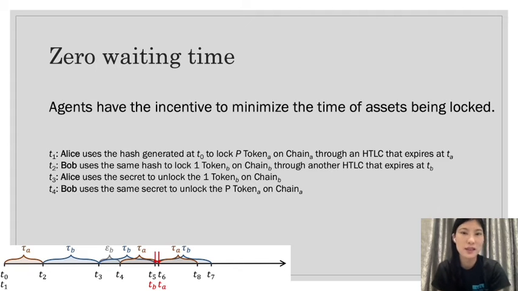For simplification purposes, and also intuitively, we can safely assume that there is zero waiting time for decision making. This is because both agents would have the incentive to minimize the time of assets being locked, in which case we'll be able to precisely quantify the timeline using the transaction confirmation time on chain A and chain B, as well as the time needed for a transaction to enter the mempool.